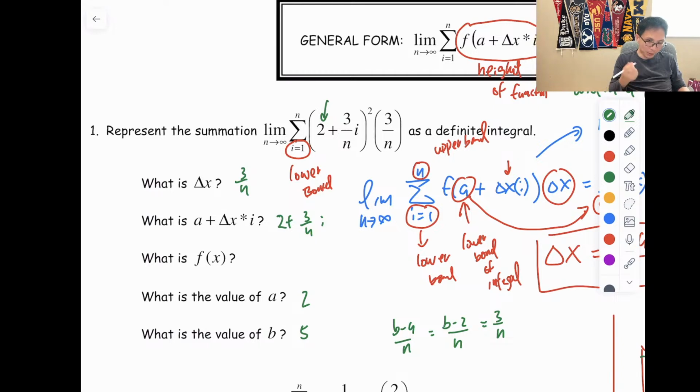Now, what's the f of x here? What do you think f of x is here? No. What will be the function here that you can plug in? 2 plus 3i over n. What kind of function do you plug 2 plus 3i over n into to get (2 plus 3i over n) squared? What's the f of x? Yes, x squared is right. Because if I plug in 2 plus 3i over n, it's going to be something squared, that function has to be x squared. Does that make sense?